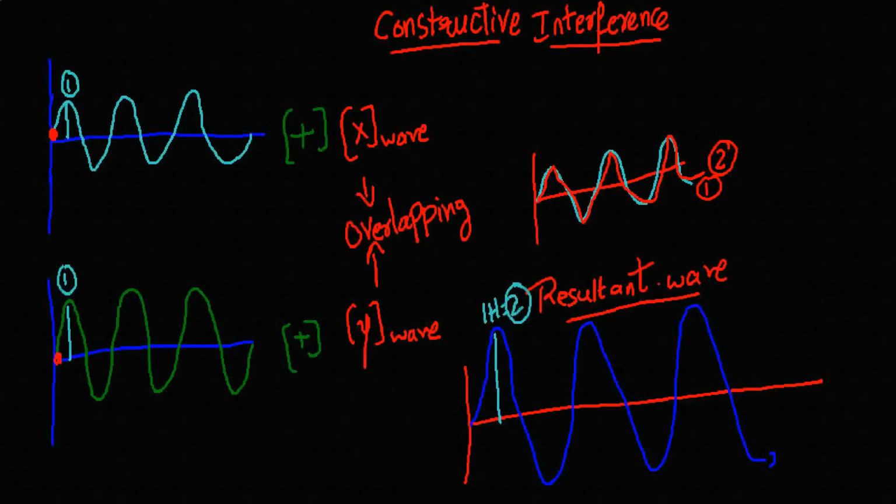If you repeat the same procedure with other peaks in wave X and wave Y, the resultant wave will always have an amplitude much bigger than the individual X and Y waves. We can conclude that in constructive interference, the resultant wave has a much bigger amplitude than the individual waves. Now let's see some important points to remember.